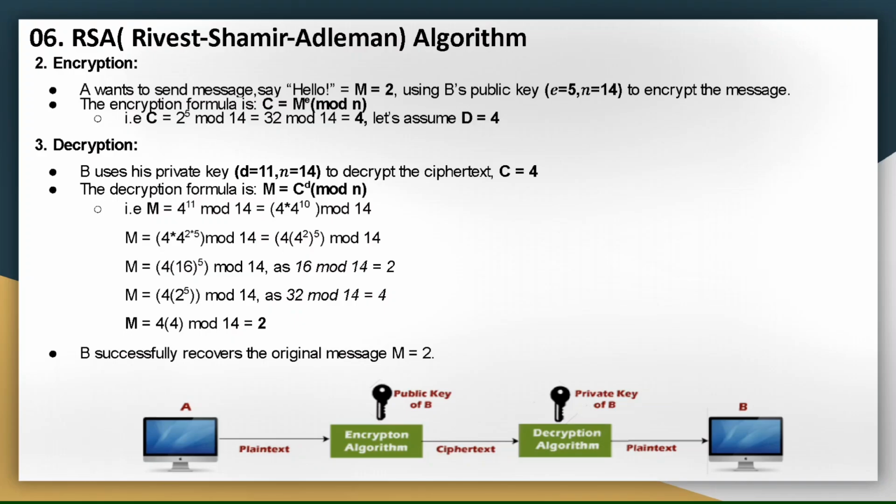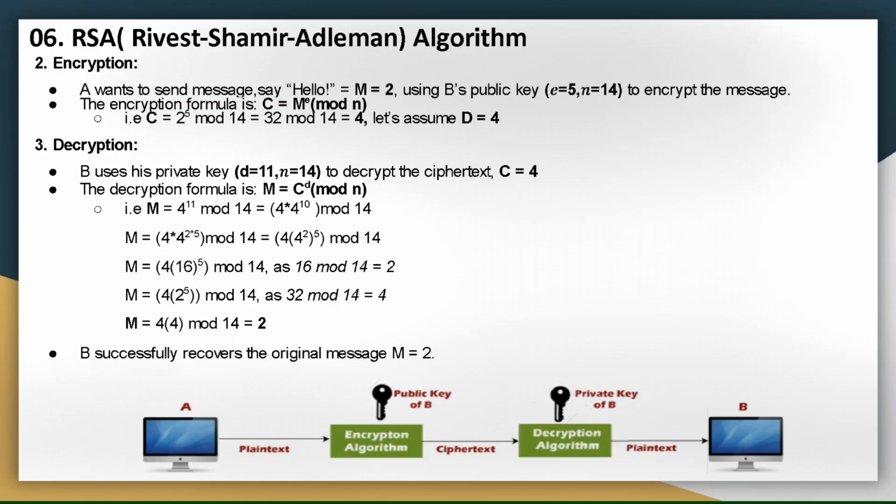So let's start by putting the values in the formula. Our message m should be equal to 4 to the power 11 mod 14. You can calculate this value using a calculator, or using Euler's extended division algorithm. So we will divide 4 to the power 11 into 4 into 4 to the power 10. Then again, we are making 4 into 4 to the power 2 into 5, that is 10, keeping the 4 to the power 2 in bracket and to the power 5, mod 14.